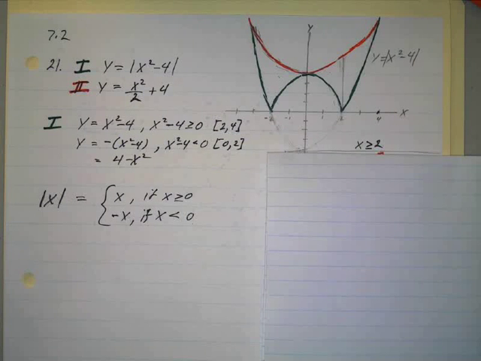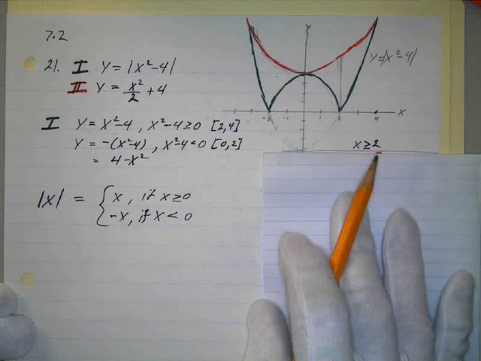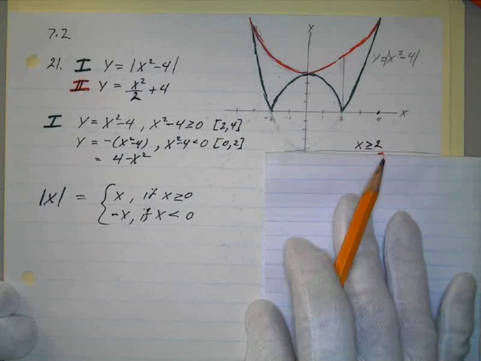Okay, this is number 21 on section 7.2, and we want to find the area between these two curves, y equals the absolute value of x squared minus 4 and y equals x squared over 2 plus 4. And the challenge is the absolute value issue. You should be able to sketch these without using a calculator. We can check with our calculator in just a second.